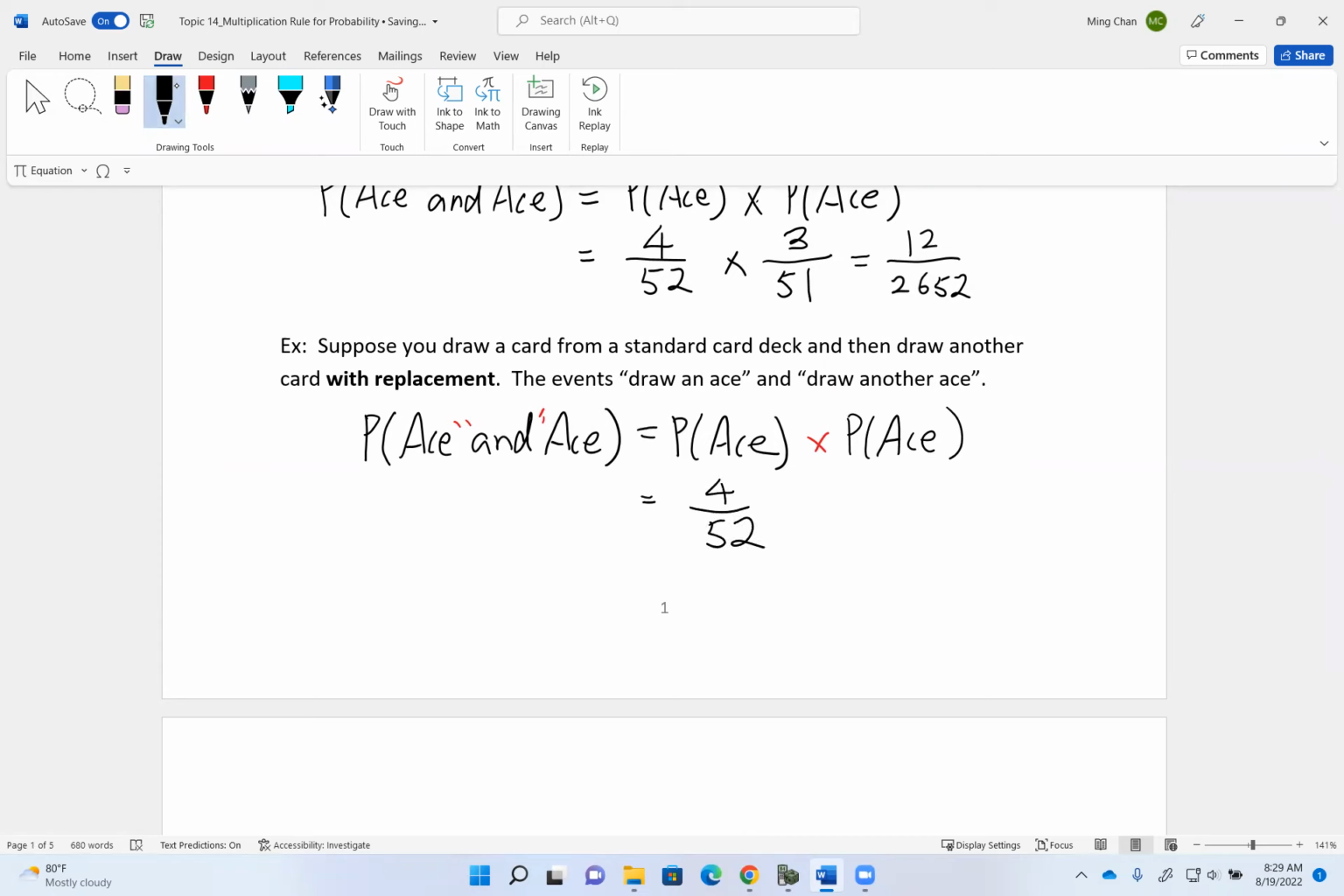Now, once I draw that card out, once I draw that ace, I put it back in the deck. So for my second event, drawing another ace, I should still have 4 ways out of 52 because I put the card back. So that's why these two events are independent of each other. So 4 times 4 is 16, 52 times 52 is 2704. All right, so that was a quick two examples explaining dependent and independent events.